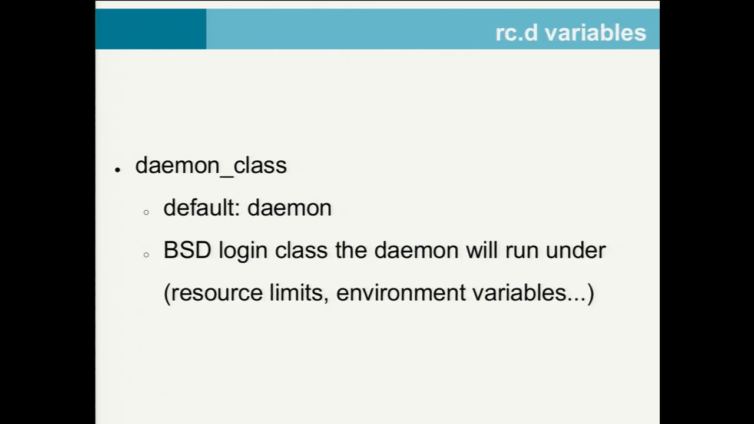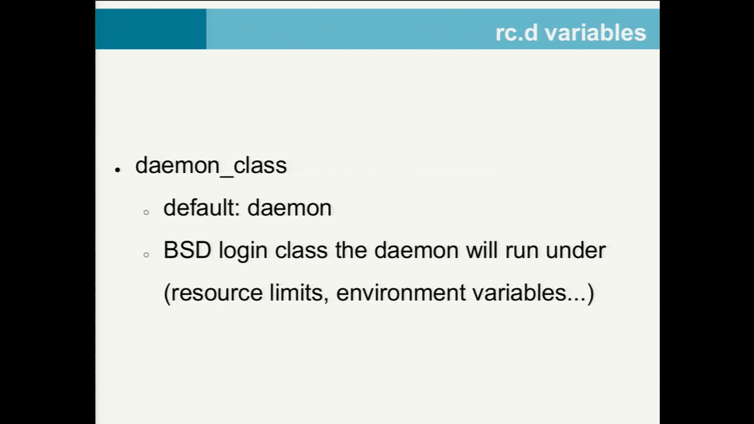So we have several rc.d variables available in an rc.d script. All these variables can be overridden in rc.conf.local. The first one is daemon_class, which is the BSD login class that the daemon will run under. It'll default to daemon, which is a pre-existing class in login.conf on OpenBSD.